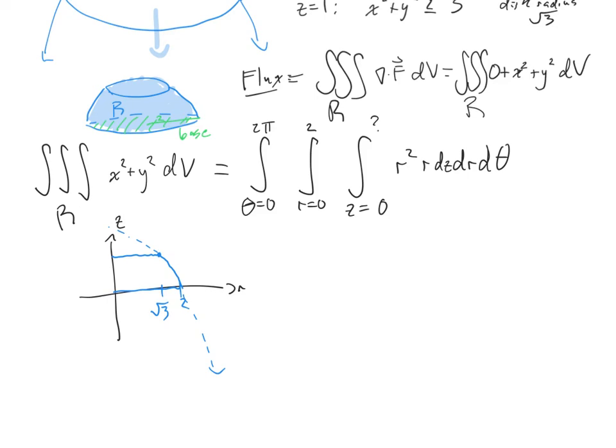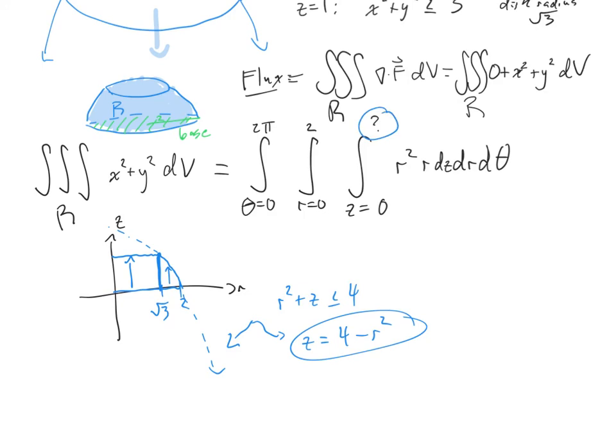Right. And to be clear, if I rewrite my original constraint equation as r squared plus z less than or equal to 4, this therefore has to be z equals 4 minus r squared. But because of this, you realize that you have to change integrals at this point because your upper bounds are changing for z. So I can't do this as one integral, I have to do it as two separate integrals, which is totally fine. So what do those look like?